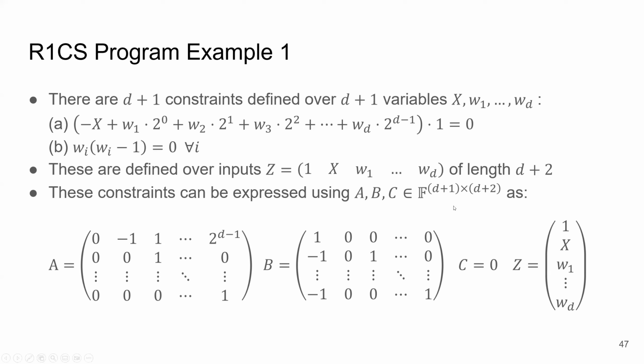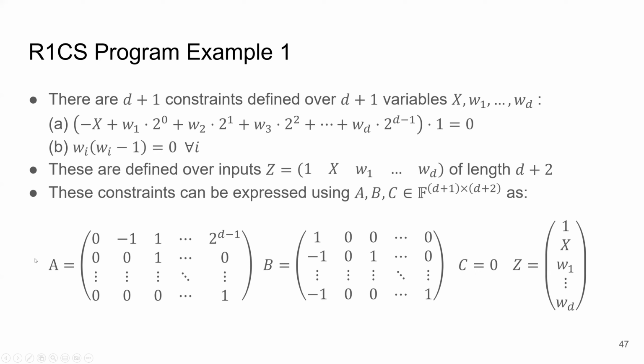So then we get to the other D constraints. The other D constraints here can be represented a lot more simply than the first one, because all the rest of these D constraints don't use all the inputs. For instance, the second constraint is just that W1 times (W1 minus 1) is equal to 0.